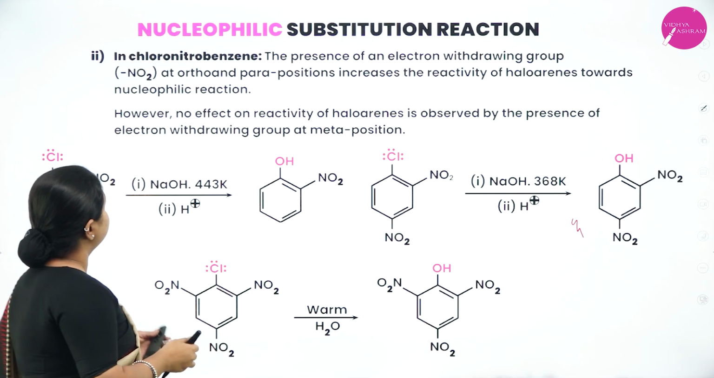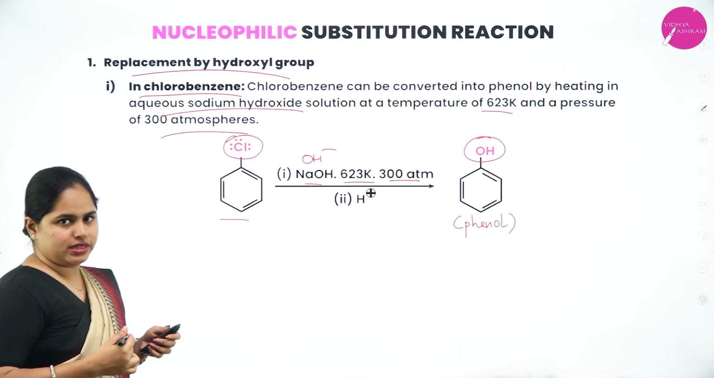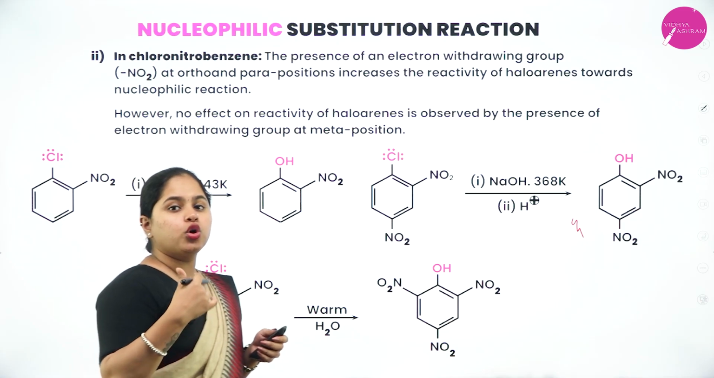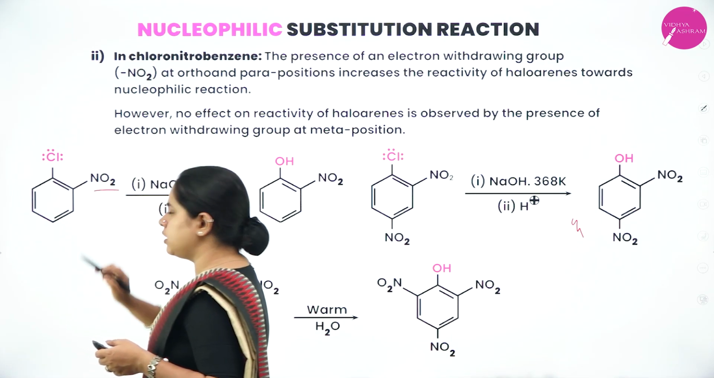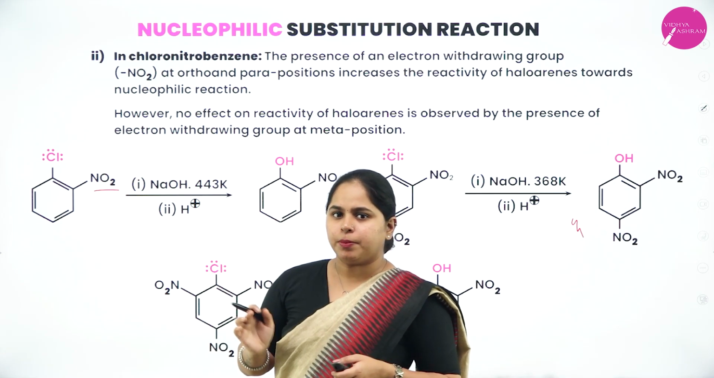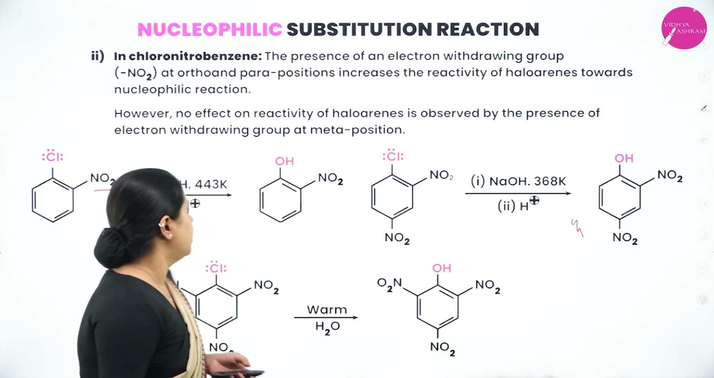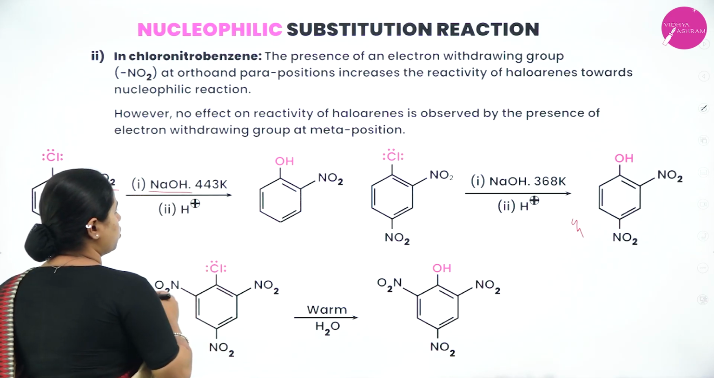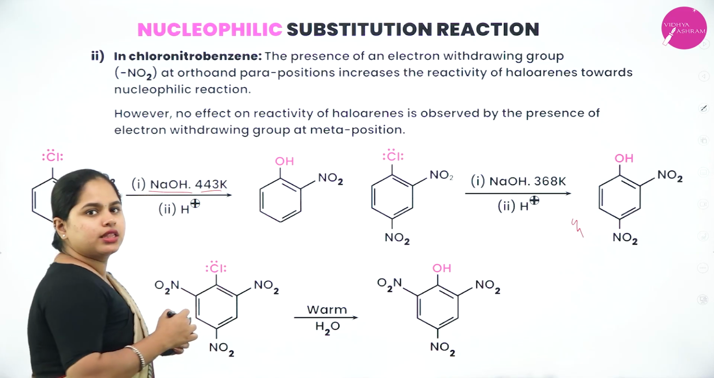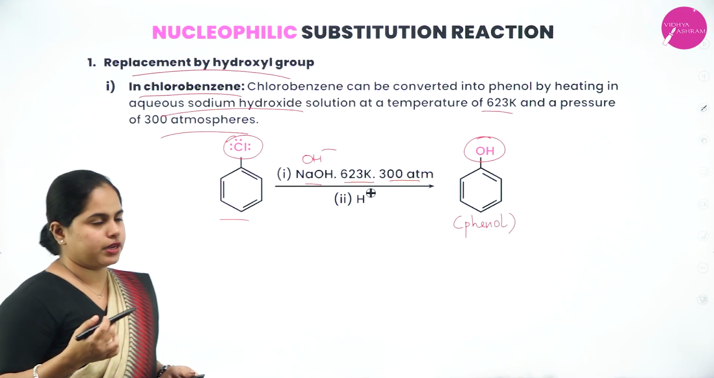Now the next one, chloronitrobenzene. Here we had taken chlorobenzene. Now we are going to take chloronitrobenzene, that means a chlorine atom will be there as well as a nitro group. In the presence of the nitro group, is there any change going to happen? We are going to see. As you can see, we have taken chloronitrobenzene here. In the presence of sodium hydroxide, 443 Kelvin is only required. Here we had taken 623 Kelvin, a higher temperature, right?